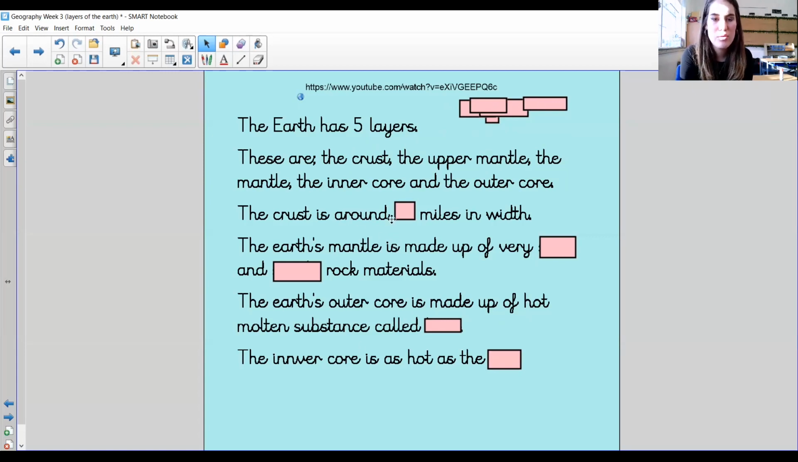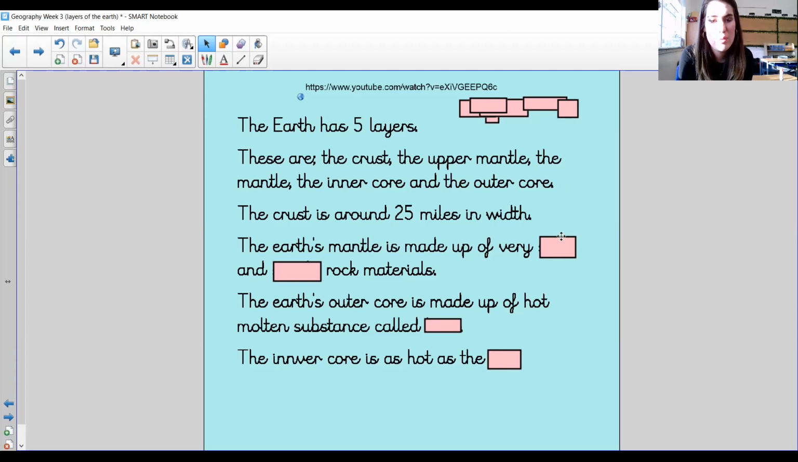Now, in our video, it told us a little bit of a fact about how deep the crust actually is. It's actually 25 miles in width. If you think about how far a mile is, and then you think about how deep 25 miles would be, that's pretty deep.